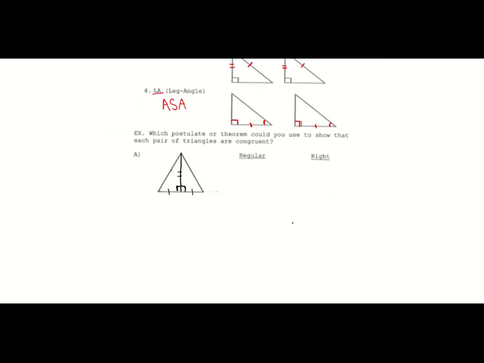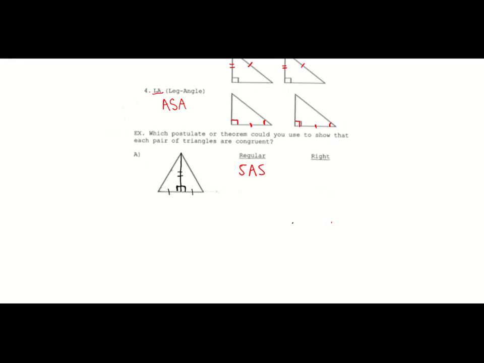That is our reflexive property. That line is the same as itself, so that is another pair of angles or sides that match up. So if I look at the regular way to prove these are congruent, I have two pairs of matching sides, and my 90-degree angle is matching. That angle is in between both sides, so that would be my side angle side.